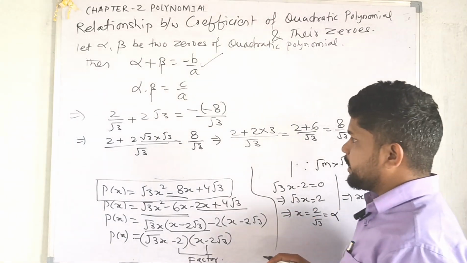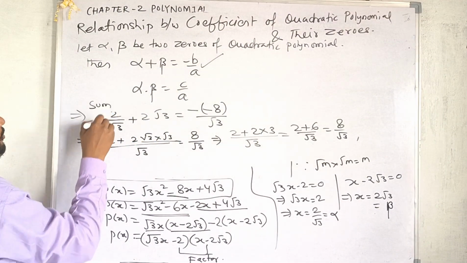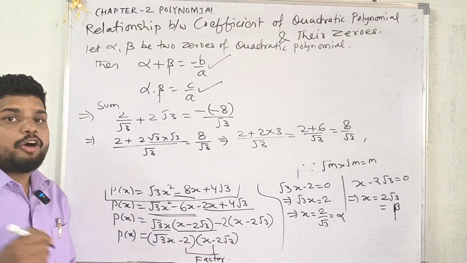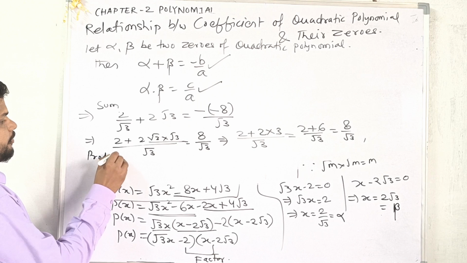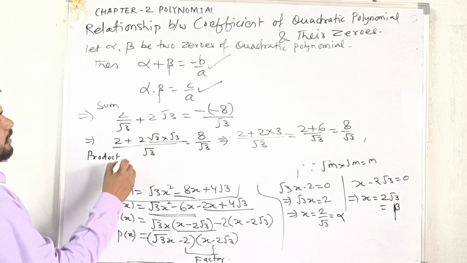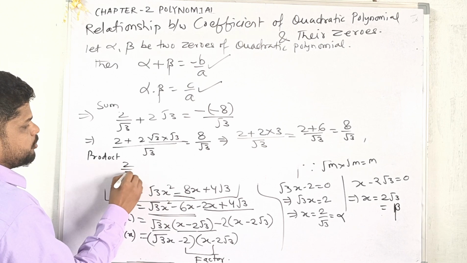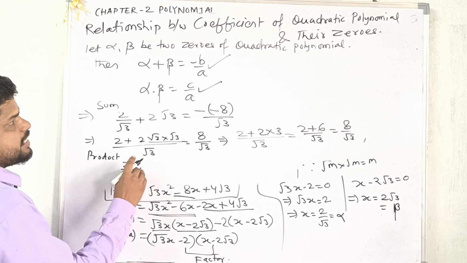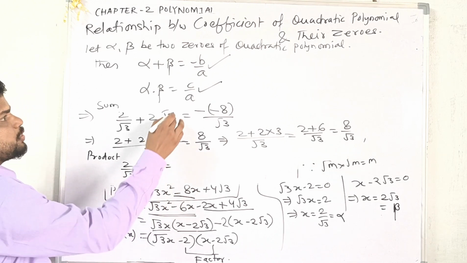Okay, now let's check for the product part. This was the sum part. Now we will check the product part. The product is alpha dot beta. What is the value of alpha here? It's 2 by root 3, into the value of beta, 2 root 3. That should be equal to c upon a.